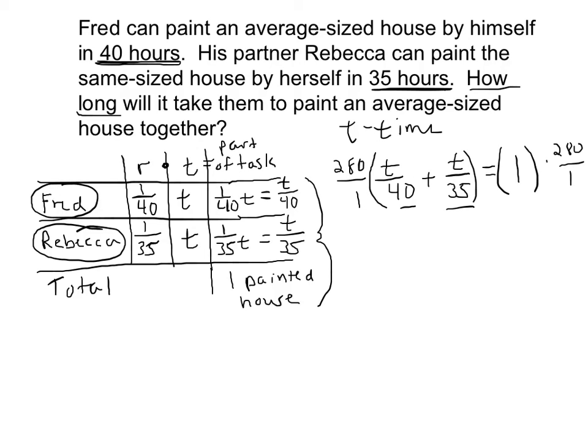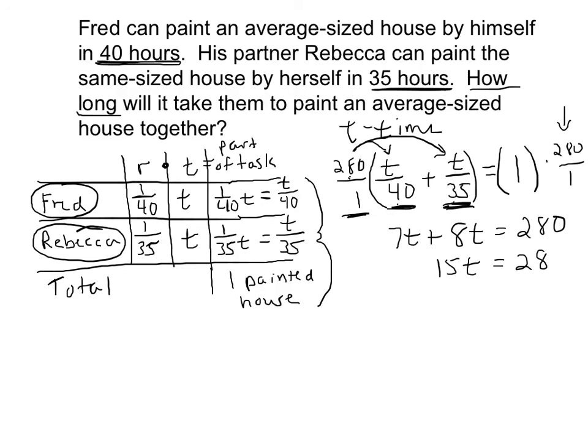So 40 goes into 280 7 times, and again 7 times the t will give me 7t, plus 35 will go into 280 8 times, and again 8 times t will give me 8t. Remember to multiply both of these terms by the 280 over 1. Also, don't forget to multiply the right-hand side by 280. So 1 times 280 is 280. And now I have a very straightforward equation to solve. This becomes 15t is equal to 280.